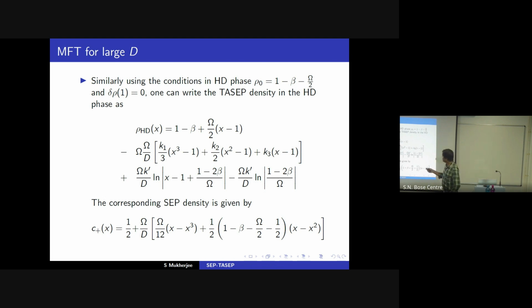So this rho SD in the C class is the density for the HD phase of the TASEP, and the corresponding shape density is C plus.